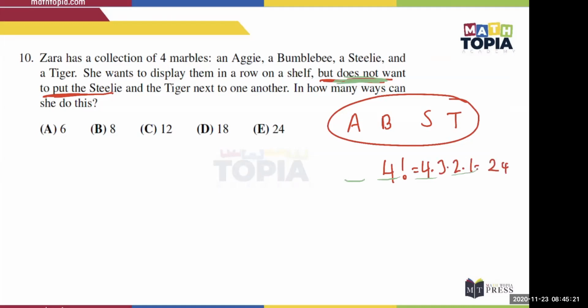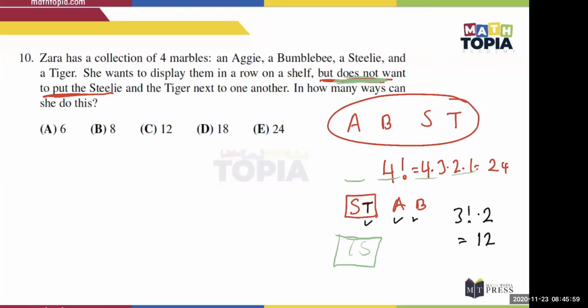Now, what is the constraint? You don't want the steely and the tiger next to each other. Let's think first about complementary counting, which means thinking of the opposite. Why don't we put S and T together? Then we have 3 objects, so 3 factorial, 3 times 2 times 1. Can S and T switch? Yes, this would also work. So you do 3 factorial times 2, which is 12.